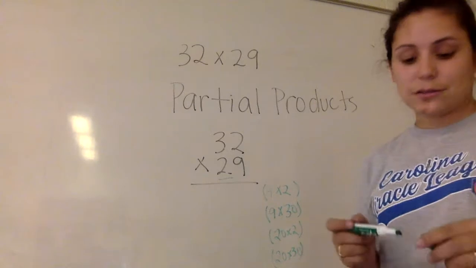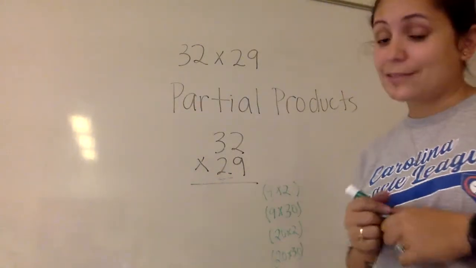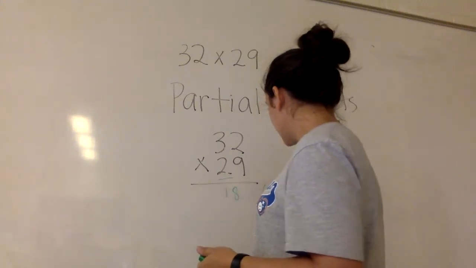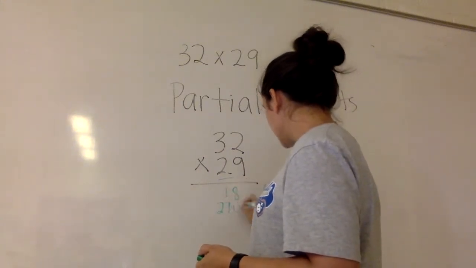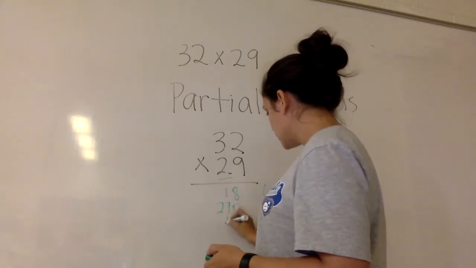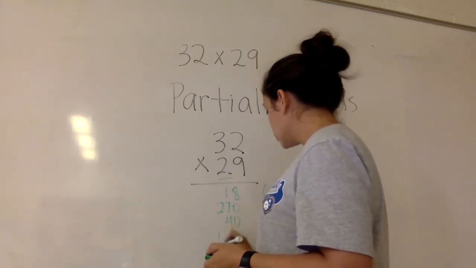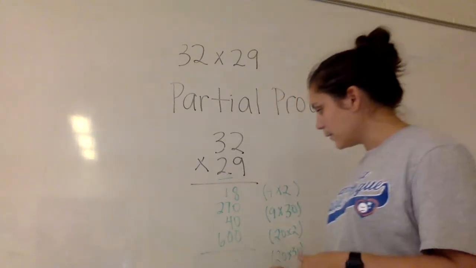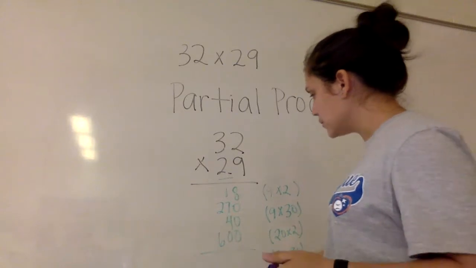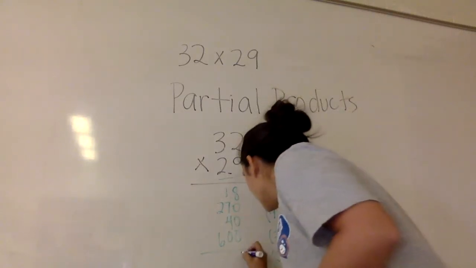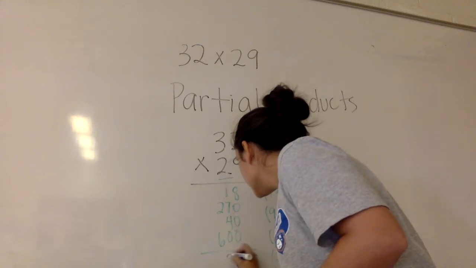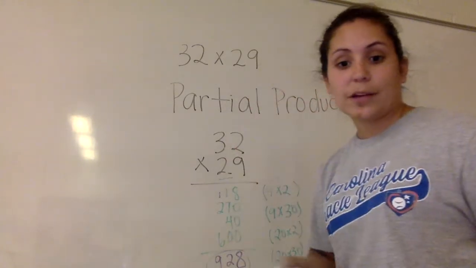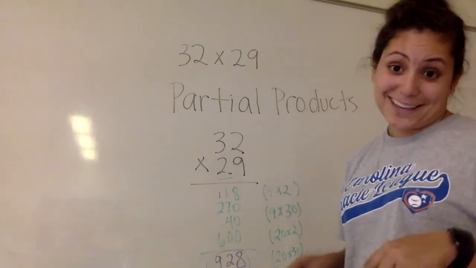Kind of like box and cluster, except you don't have the box. It's very similar. So 9 times 2 we know is 18. 9 times 30 we know is 270. 20 times 2 we know is 40. And 20 times 30, 600. We're going to add those up once again, just like we did on box and cluster. 8, 12, carry our 1. There's our magic number again, 928.